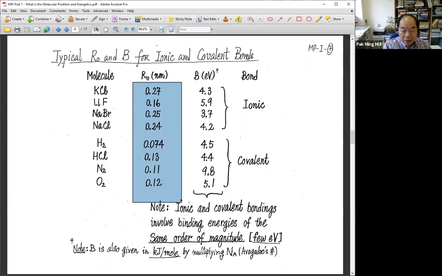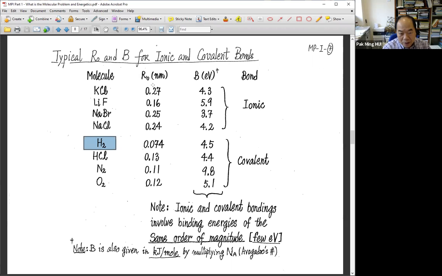Nonetheless, look at the preferred separation. It is now in nanometer. If you shift the digit by one place, that is angstrom, okay? So that means 0.74 angstrom is the preferred separation for the smallest, simplest molecule. But other than that, usually it's 1 angstrom to 2 angstrom, okay, this digit, all right?